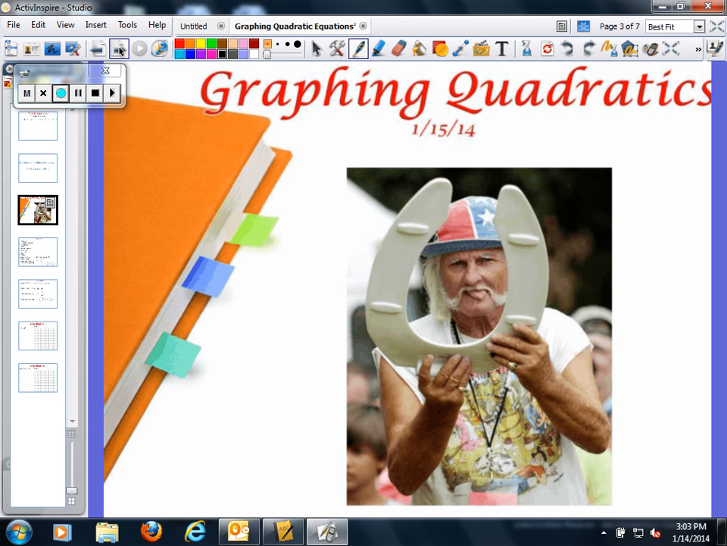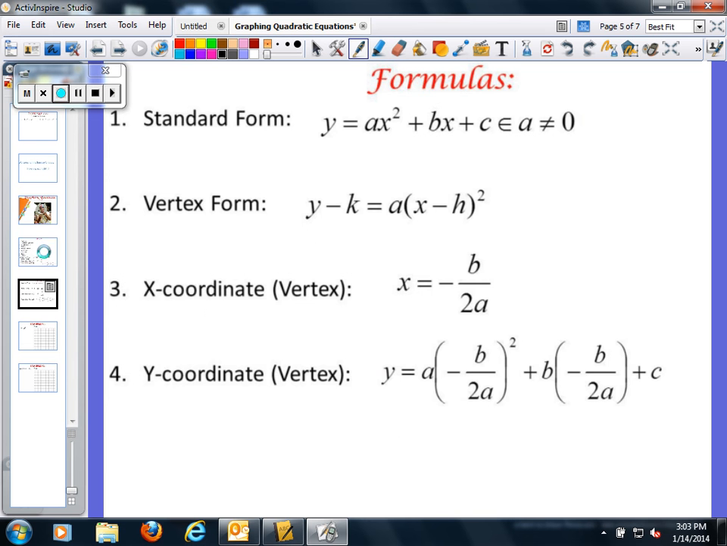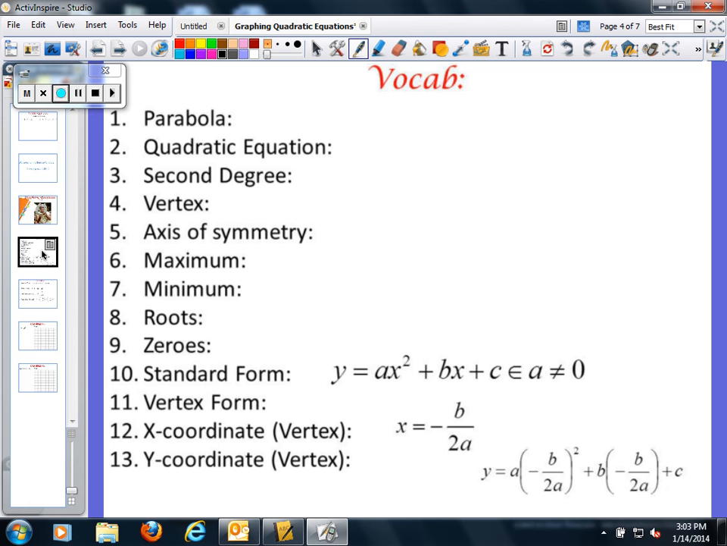So anyways, today we're going to be doing graphing quadratics. And I actually forgot to take this out. Okay, so there's another page for this part right here.